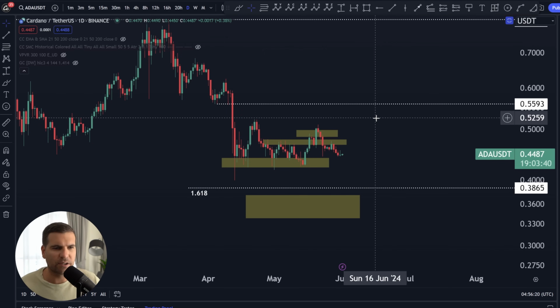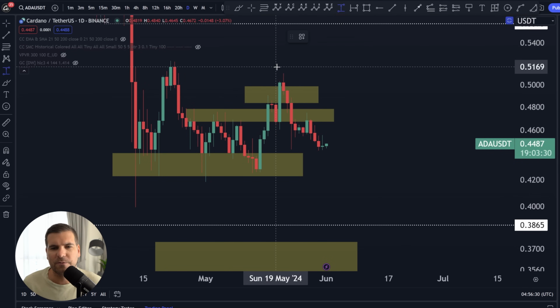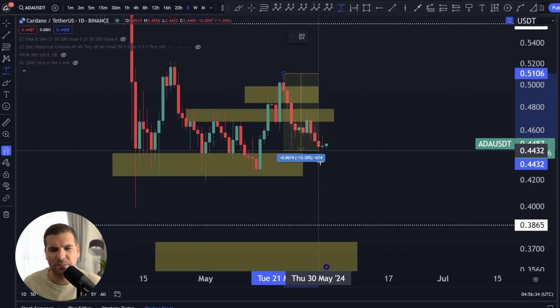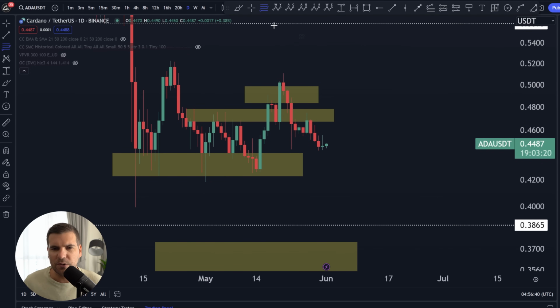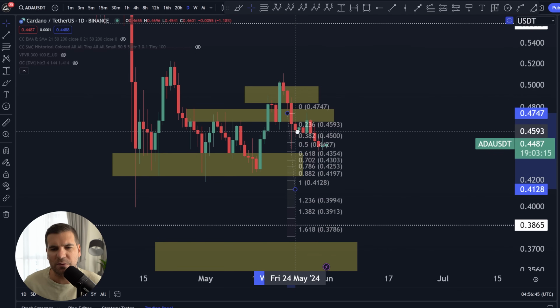So here we have Cardano paired up with USDT. We're on the 1-day Binance chart and we can see a little bit of slippage to the downside here for Cardano's ADA. From our recent swing high on the 21st, we have come down quite aggressively by 13.2%. Now, this move has the potential to continue slipping down, but we have already met minimum expectations.